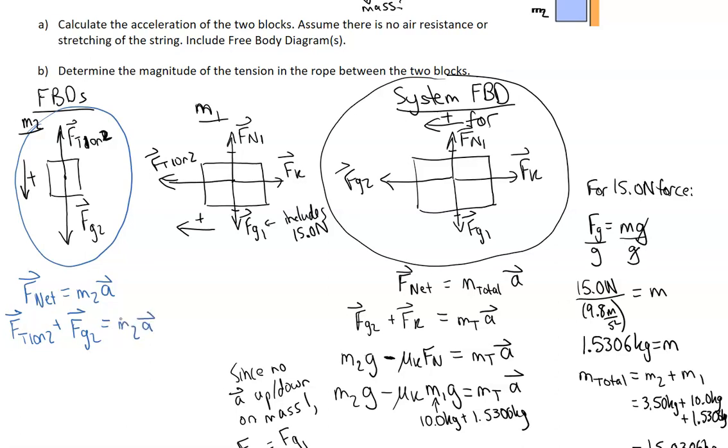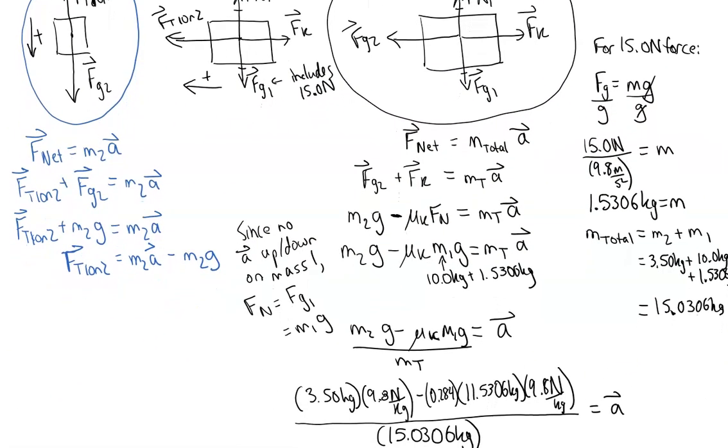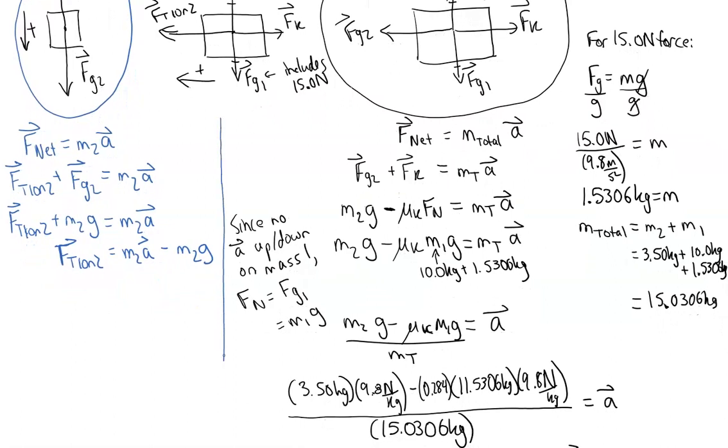Now we know everything but the force of tension, because we know that the force of gravity is m2 times g. And because that is positive, it's in the positive direction, so I'm just going to get rid of the vector sign and make it a positive number. And I'm going to rearrange this to solve for the force of tension: m2a minus m2g. All right, let's just scroll down a little further and continue to solve this here.